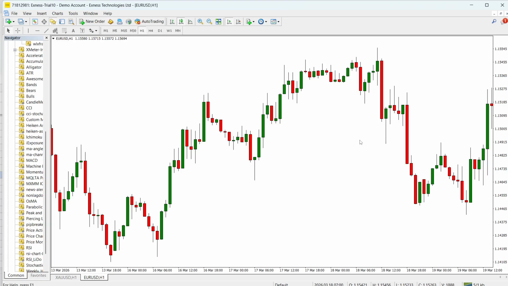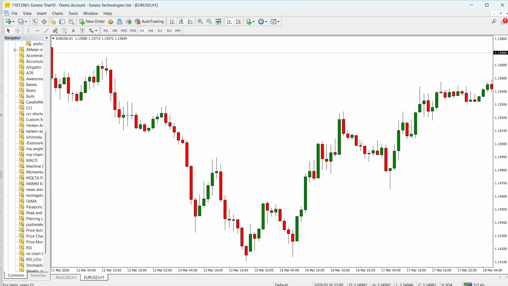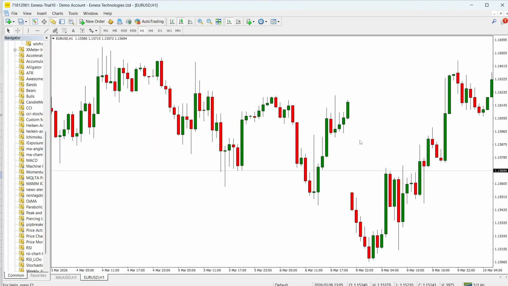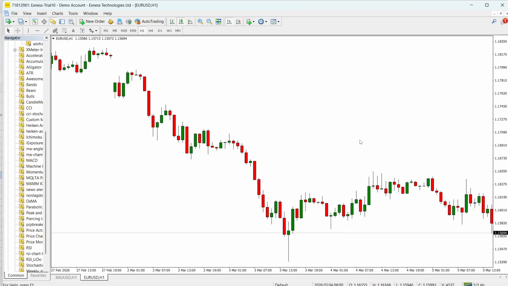In today's video, we are going to be talking about the XMeter indicator for MT4. This tool displays the currency strength style meter in a compact panel, so you can quickly see which currencies are relatively strong or weak before you choose pairs to trade.